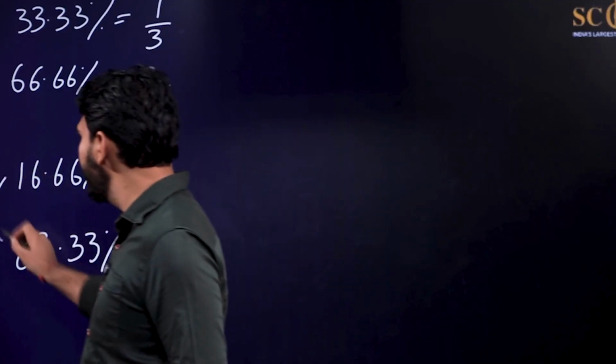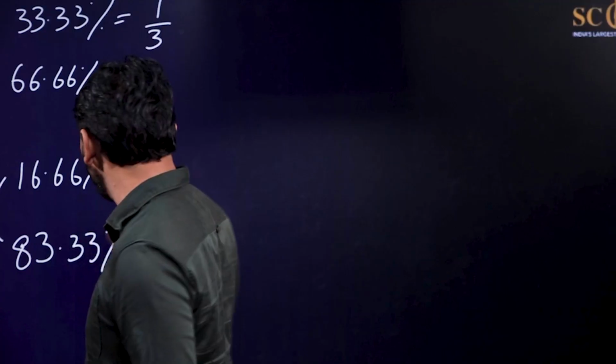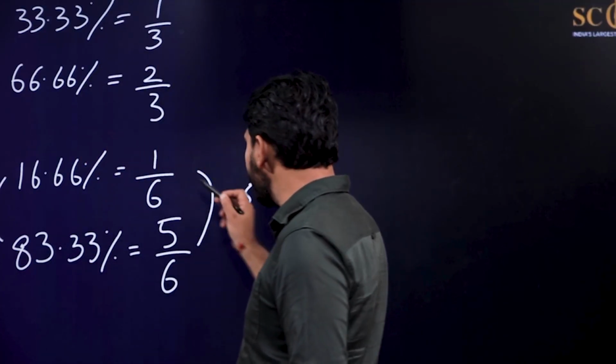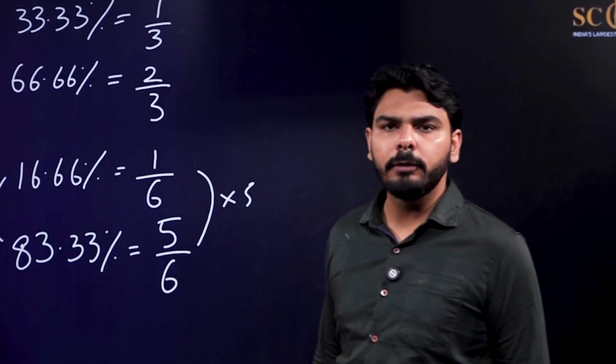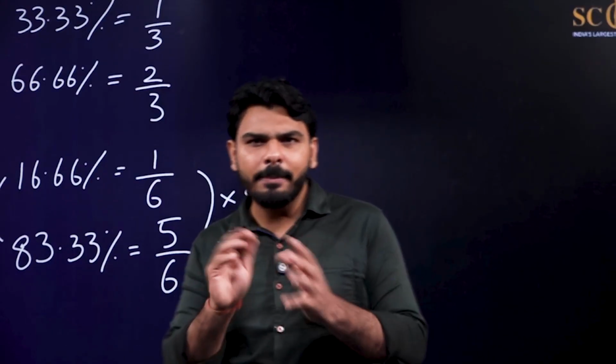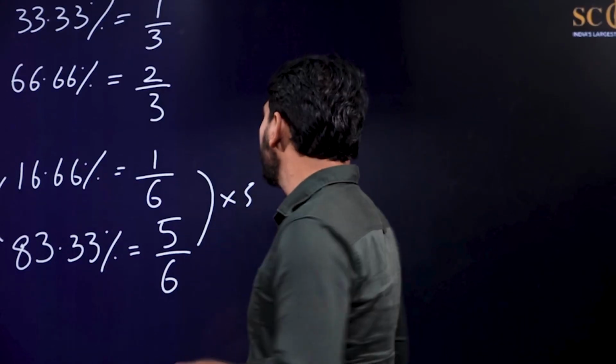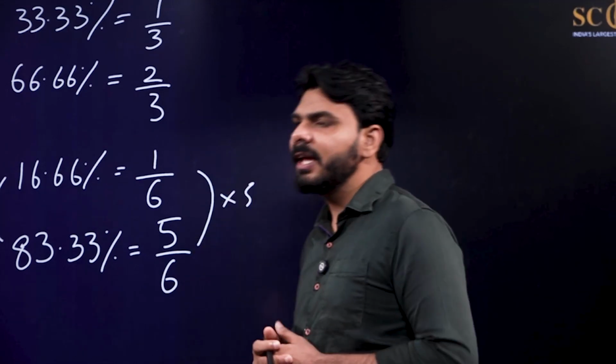You can just multiply 16.66 by 5, and multiply 1 by 6 by 5, and you will get 5 by 6 here. If you multiply 16.66, you can check whether you are getting 83.33% or not, approximately like this. So now if these values are clear, there are some more values.